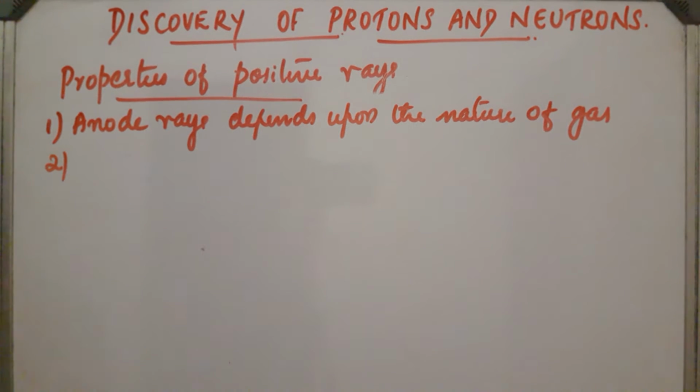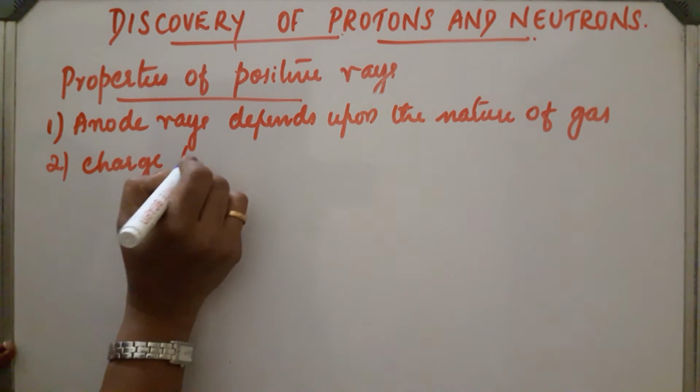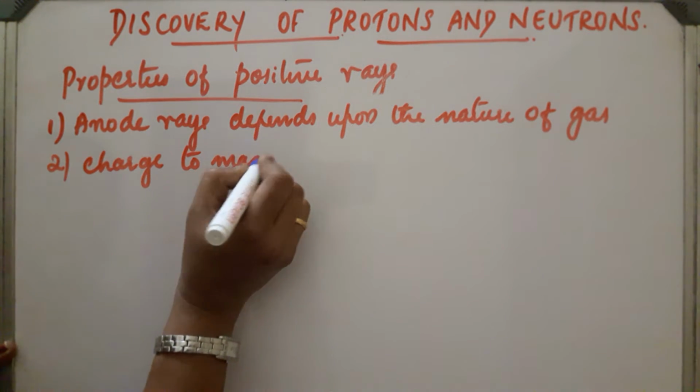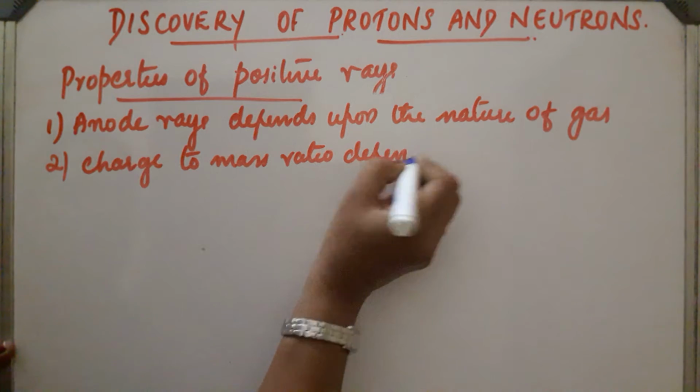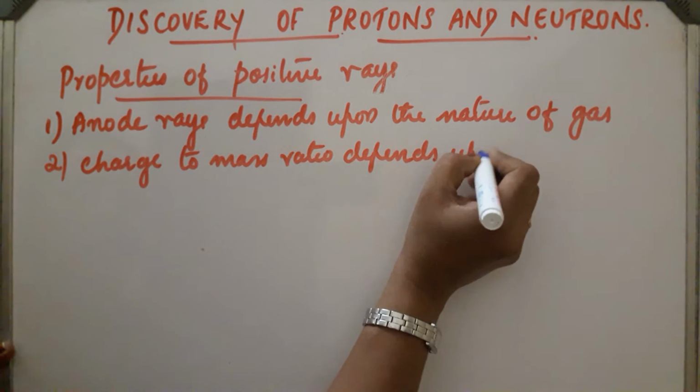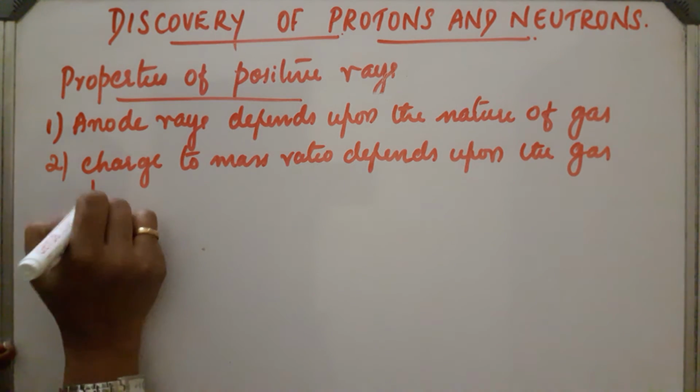Second point, the charge to mass ratio depends upon the gas from which they originate. Charge to mass ratio of positive rays depends upon the gas from which they originate.